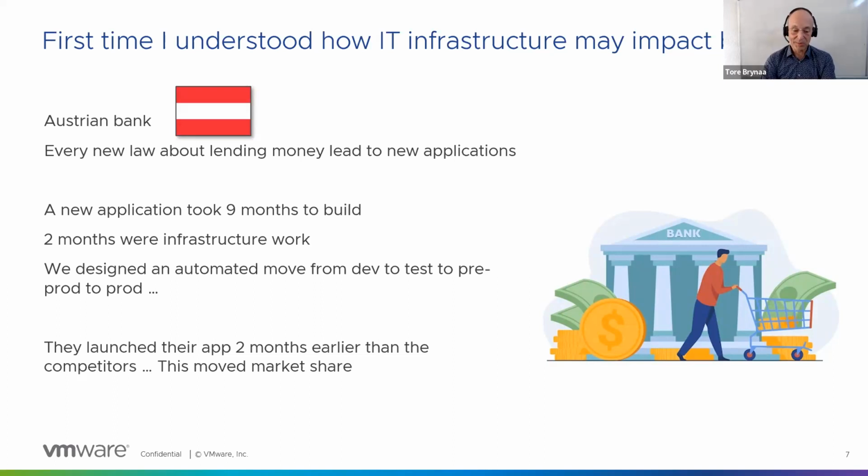And the bank people, they looked at me and they said, we have moved 3% of the Austrian market for lending money because we got out 2 months earlier. We got first mover advantage. And I was like, okay, that actually sounds important. Let me look more into this.